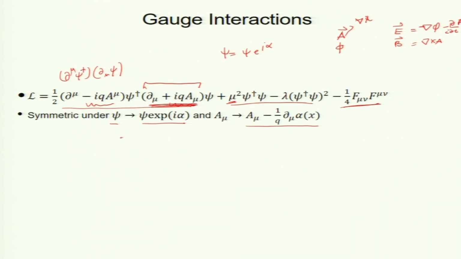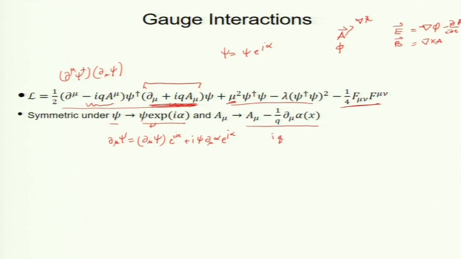So, what will be del mu psi? Let us do del mu psi. Del mu psi will be, well, I am calling the transformed psi, psi prime, psi e to the power i alpha, then take the derivative of alpha, psi del mu alpha i e to the i alpha. Okay.